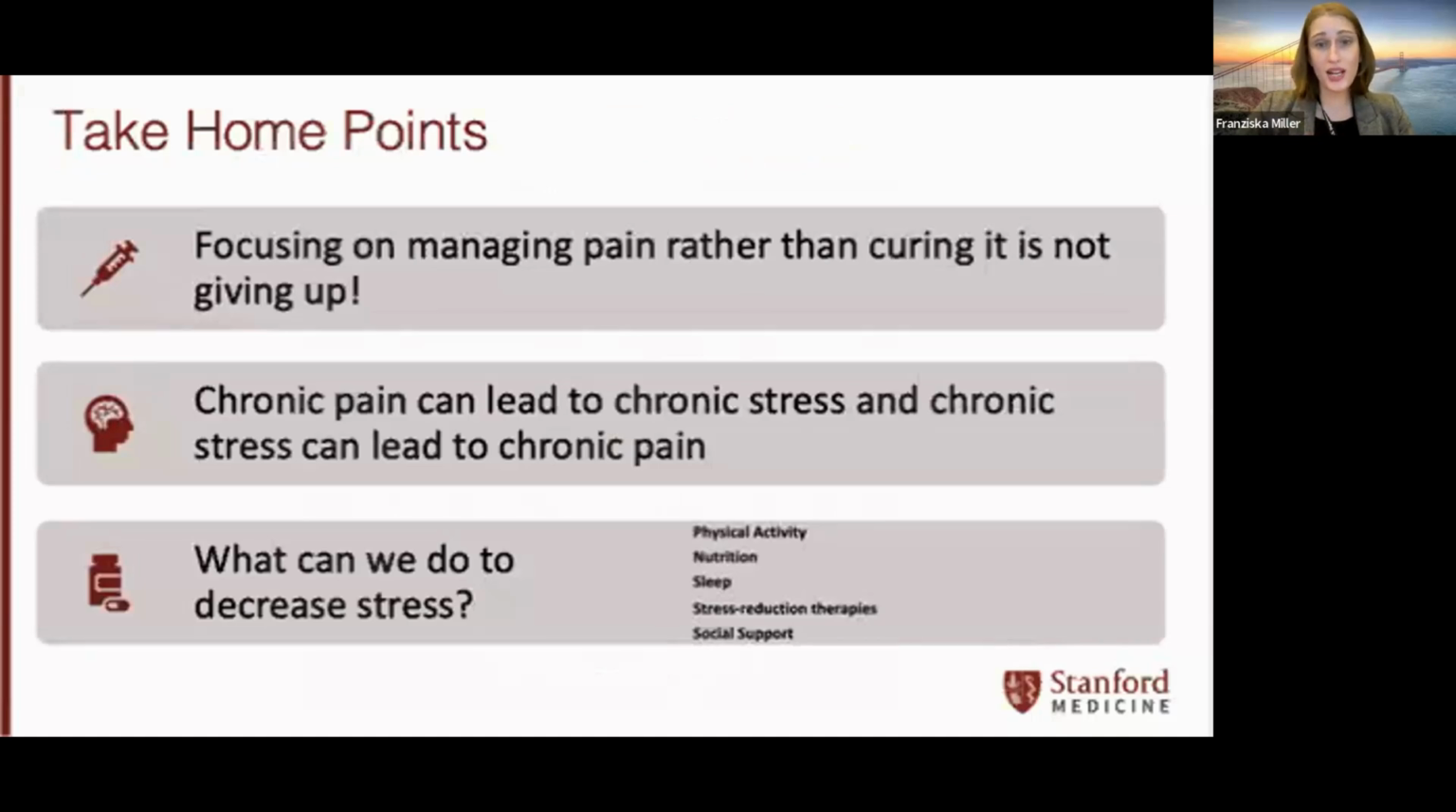And my take-home points for today are several. Number one, focusing on managing pain rather than curing it is not giving up. Chronic pain can lead to chronic stress, and chronic stress can lead to chronic pain. So what can we do to decrease stress? We can find a way to move our body that we enjoy. This doesn't have to be physical exercise. It doesn't have to be hitting the gym or lifting weights right away. It could be Tai Chi, Qigong, aquatic therapy. Get creative. Anything to get your body moving.